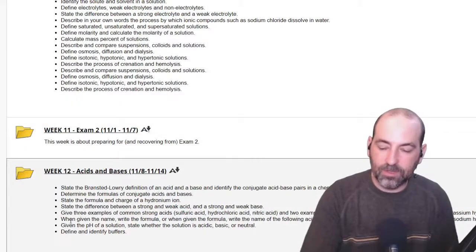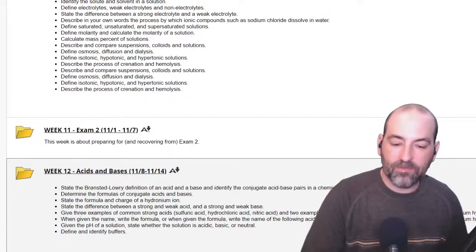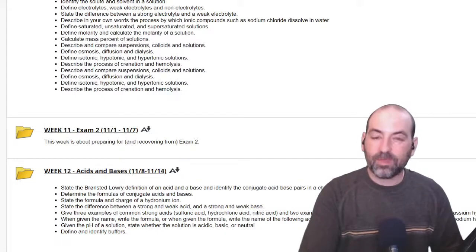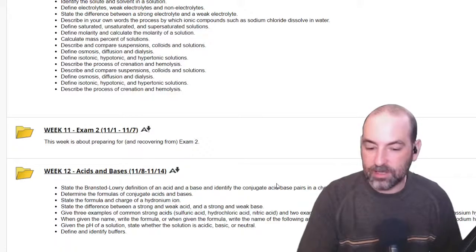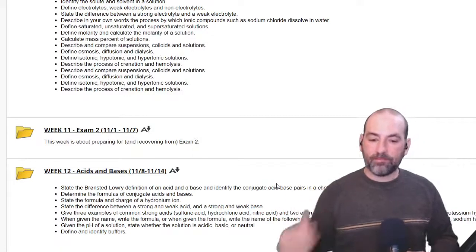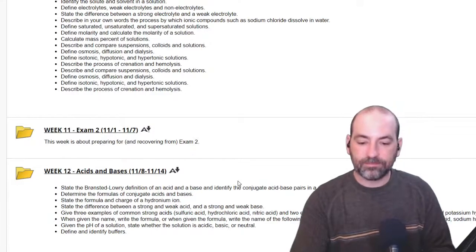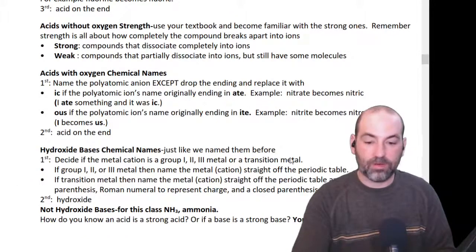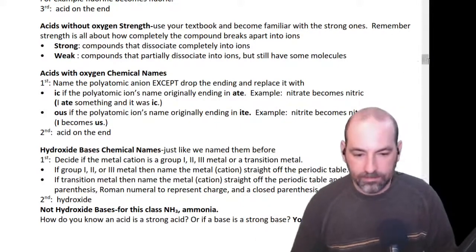And then the next bullet point: when given the name, write the formula, or when given the formula, write the name of the following acids and bases. So here are the ones you need to know: sulfuric acid, hydrochloric acid, nitric acid, sodium hydroxide, potassium hydroxide. So you can look those up and make sure you know those formulas. You don't have to know all of the other naming rules that you see here, but if you want to review them, they're here.